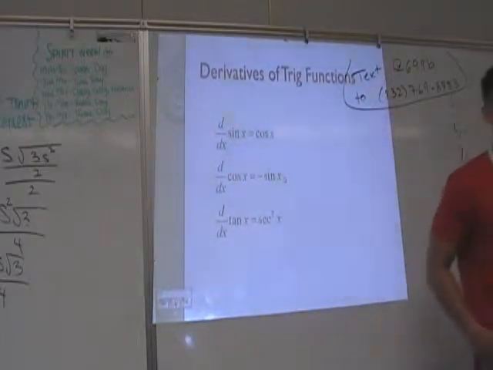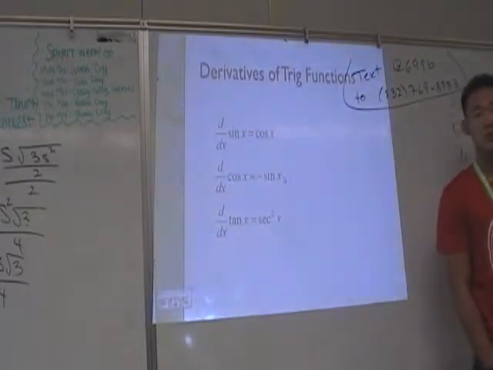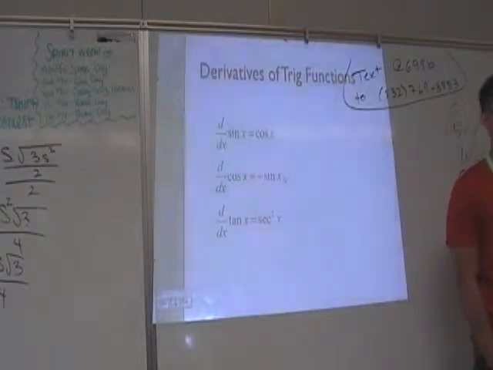The derivative of tangent is secant squared. Secant squared x. So secant squared of whatever function you're talking about. Alright, any questions? So these are the 3 I expect you guys to memorize. The other 3 I expect you guys to be able to deal with.